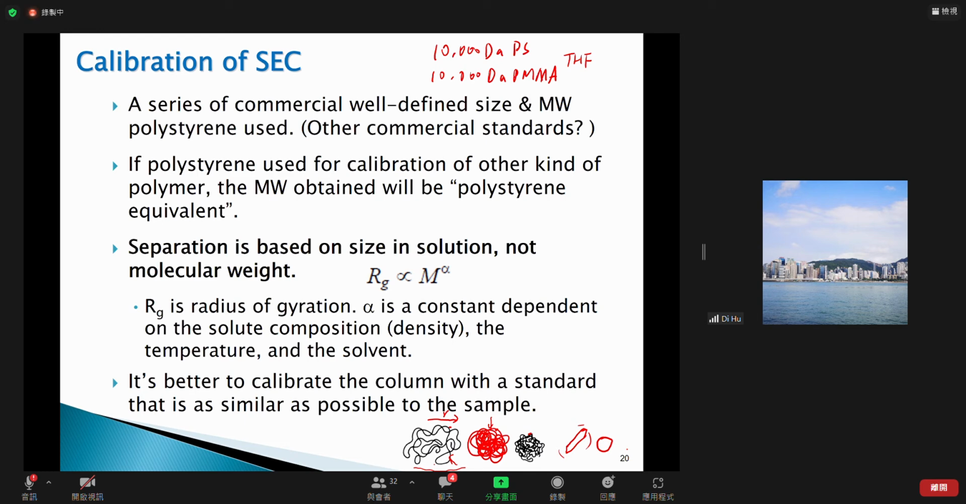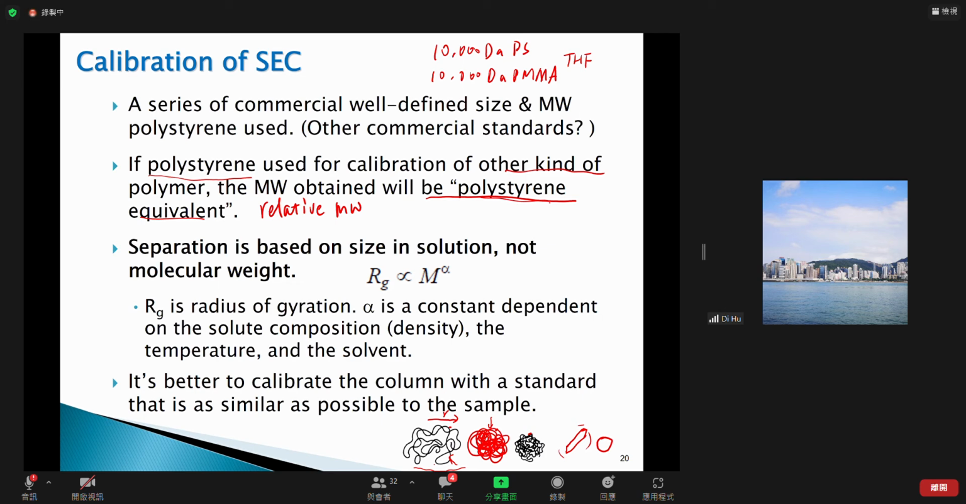If you cannot find an authentic standard, and you have to use polystyrene for the calibration of all kinds of polymer, then the molecular weight you get is relative molecular weight. You have to specifically mention that this is polystyrene equivalent molecular weight. Then people will know that this molecular weight is not obtained from the authentic standard. It's obtained by using polystyrene as the surrogate standard to do the calibration. There will be bias. Understand? Okay, so keep that in mind.